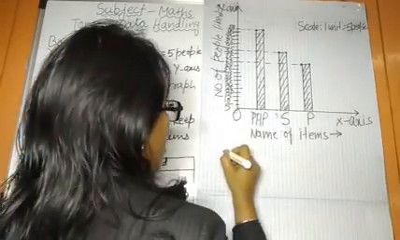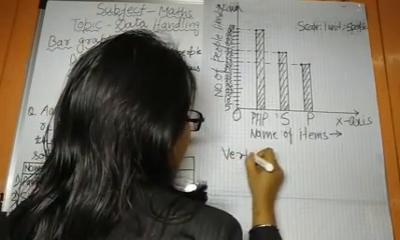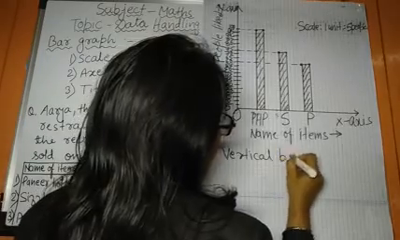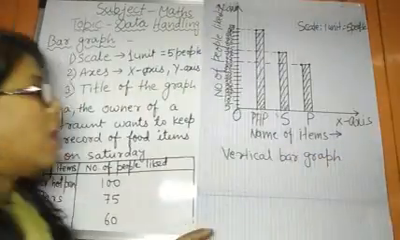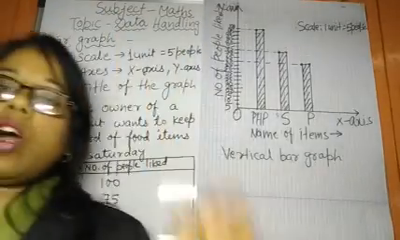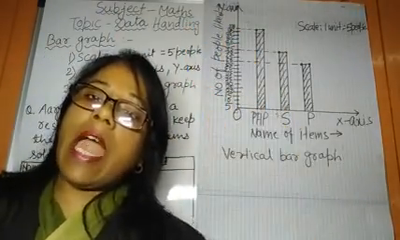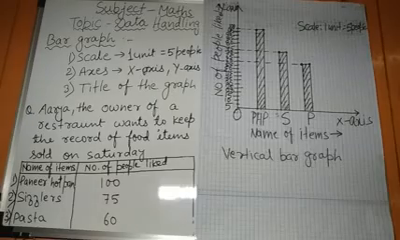This is called vertical bar graph. You can see why it is called a vertical bar graph, because bars are in a standing mode. Bars are in a standing mode.